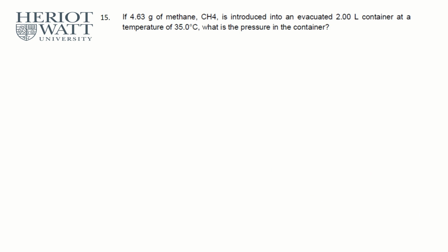All right, 15. If 4.63 grams of methane, CH4, is introduced into an evacuated 2-liter container at a temperature of 35 degrees C, what is the pressure of the container? Now I have the mass, I have the volume, I have the temperature. So what we're going to do is just put into PV equals nRT, the ideal gas equation.